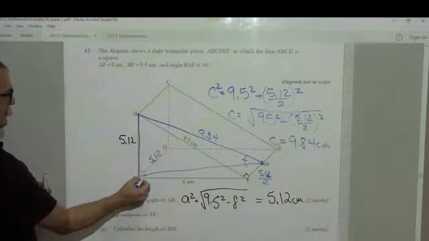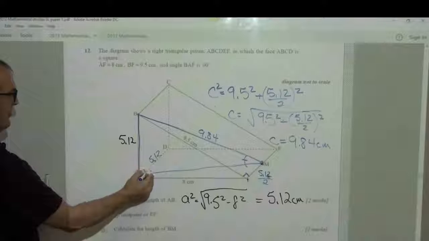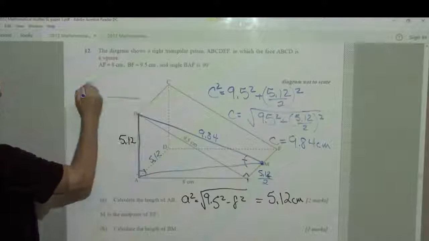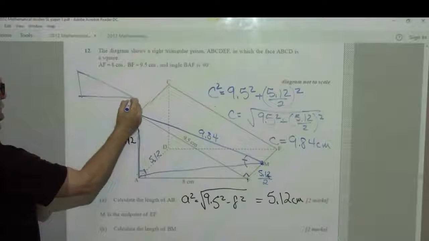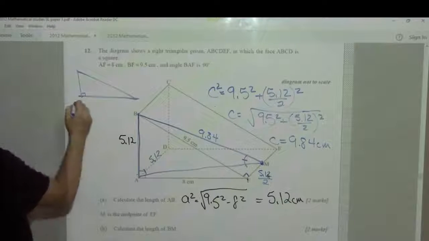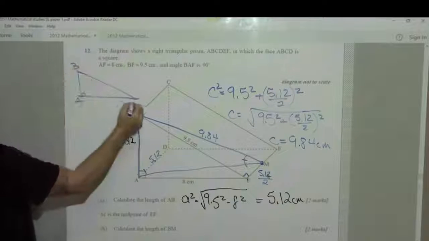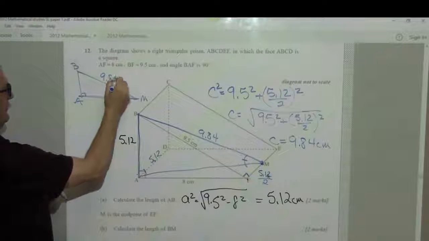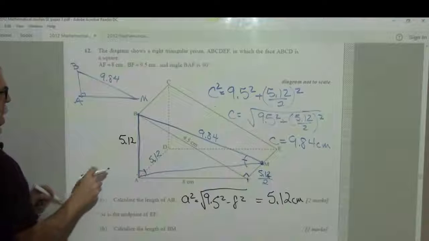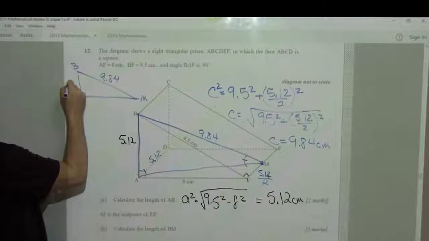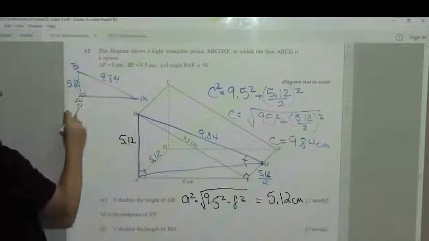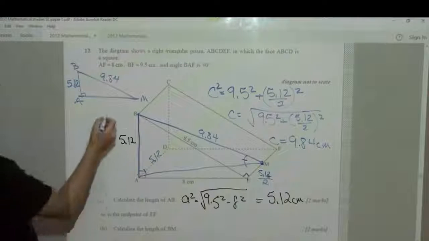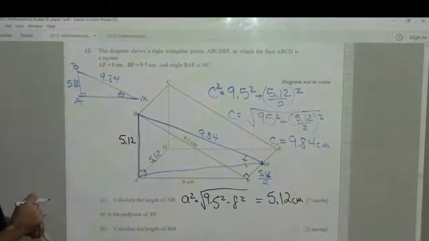Again, this is the floor, so this is the right angle here. I'm just going to draw this out so I can see it much nicer. This is corner A, corner B, point M. We've just found out that from B to M is 9.84. We earlier found out that A to B is 5.12. And we are missing that angle, and that's what we're looking for.